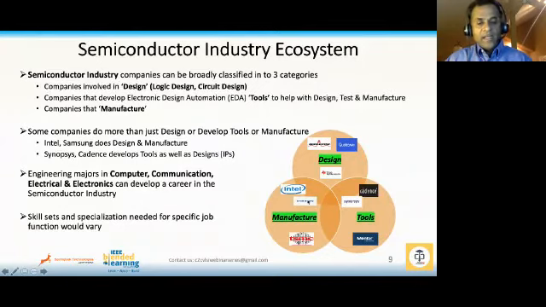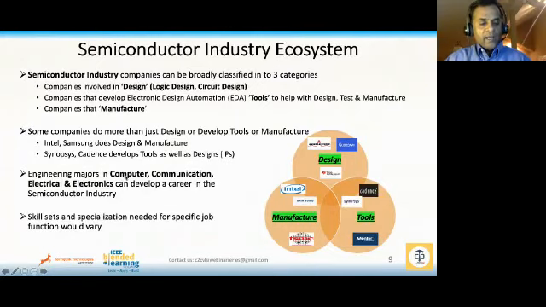And then there are companies that actually produce or manufacture or fabricate these devices. Intel, Samsung, TSMC are 3 main companies that manufacture or fabricate these devices. There are some companies that do more than one thing, as in not just design, not just tools or manufacture. For example, Intel, as you know, not only manufactures devices, it also builds microprocessors that go into your laptops and servers. So does Samsung. And Synopsys and Cadence not only develop tools, they also do some design work of building blocks that go into these chips.